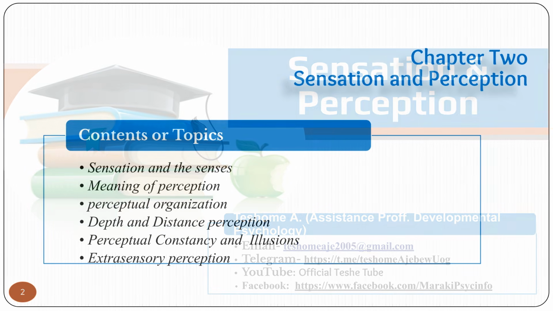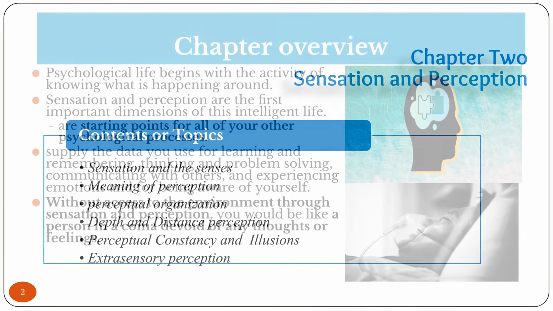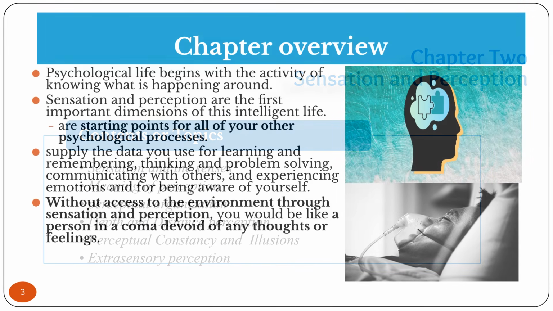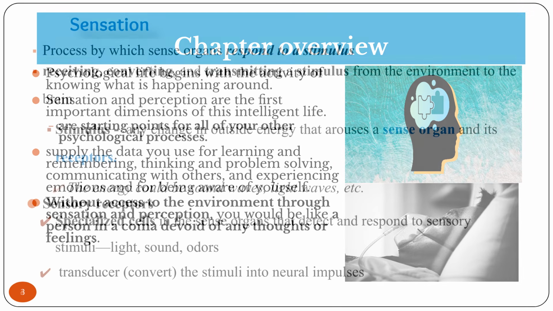This chapter covers sensation and the senses, the meaning of perception, perceptual organization, depth and distance perception, perceptual constancy and illusions, and extrasensory perception. Psychological life begins with knowing what is happening around us. Sensation and perception are the first important dimensions, supplying the data for learning, remembering, thinking, problem-solving, communicating, and experiencing emotions.